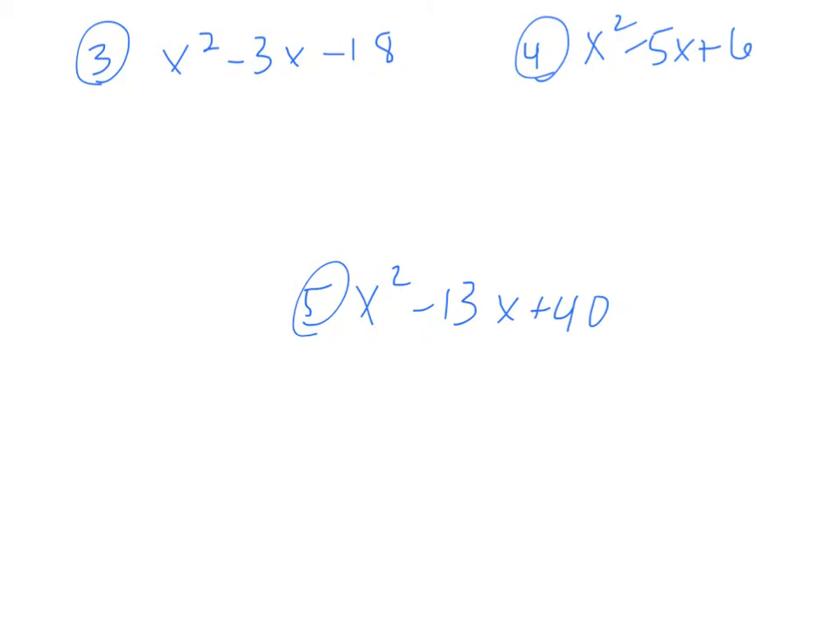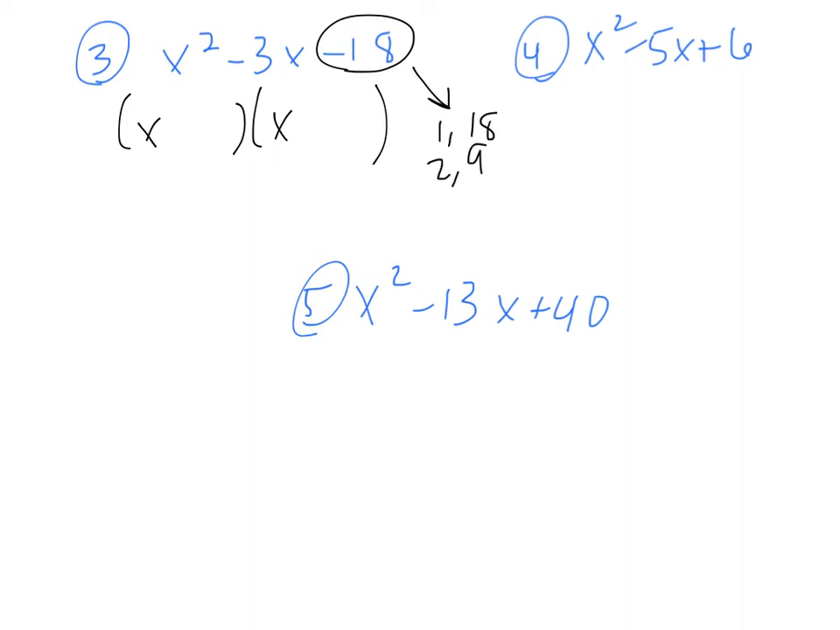Continuing on, let's keep this idea of a negative product rolling. Number 3, x squared minus 3x minus 18. X and x. Now negative 18, I need factors. 1 and 18. How about 2 and 9? I think 3 and 6 go in there. And that'll do it for us. Okay. Which set of these factors will we use to obtain a negative 3? Definitely not 1 and 18. 2 and 9, nope.